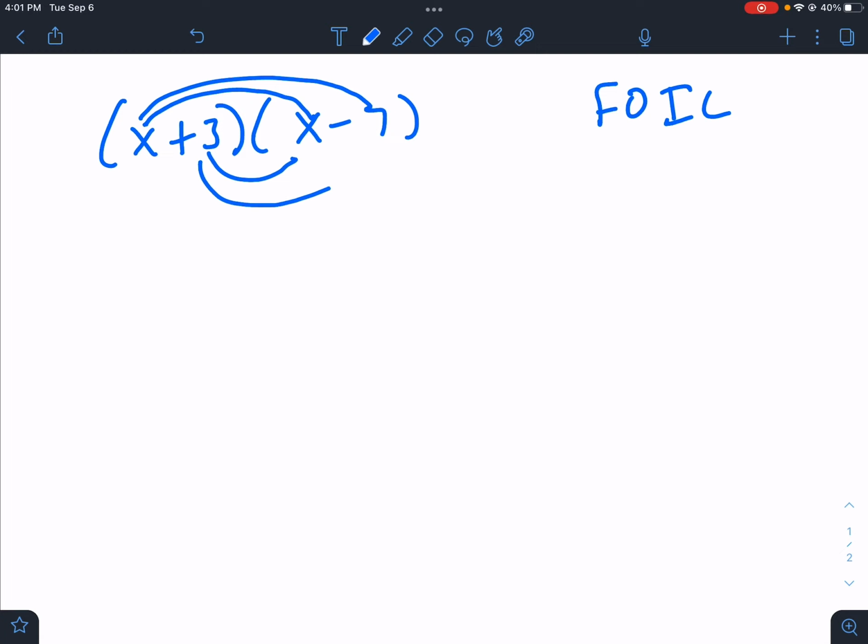So this is the process. You're going to make sure x and 3, both of these terms, hit both of those terms. That's the end goal when you're all done. So when we FOIL, we would do x times x, those are the first numbers. X times negative 7, those are the outside numbers. 3 times x, those are the inside numbers. And 3 times negative 7, those are the last numbers.